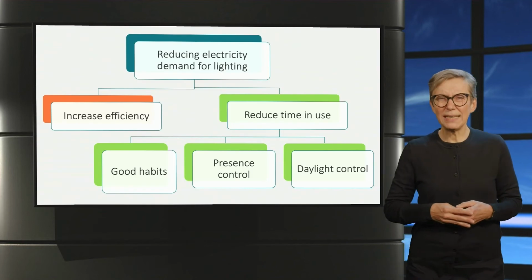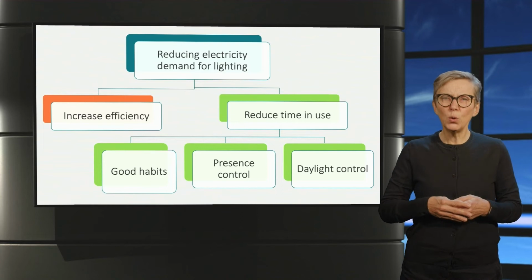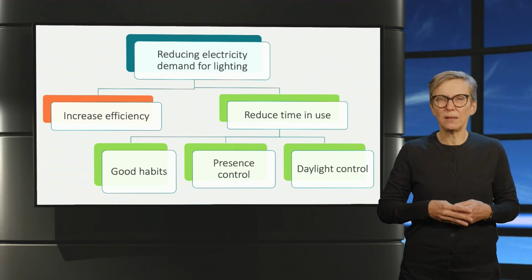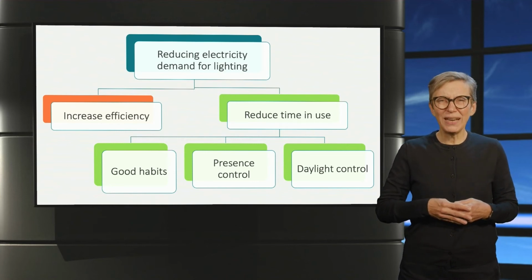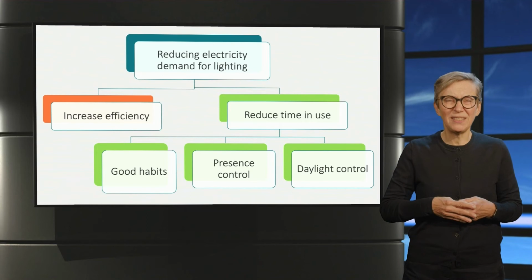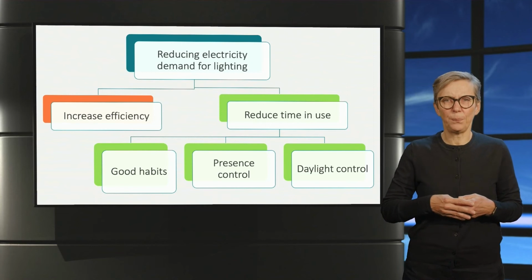So far, we investigated the technical efficiency potential to reduce electricity consumption for lighting. What about the potential to reduce time in use, like good habits, presence and daylight control? Start with the first one. Good habits include that you turn off the lights when you are leaving a room or don't use more lights than needed. What we know from research is that efficiency improvements in lighting are partly offset by the fact that people tend to use more light or don't turn it off when they know they are using efficient technologies. This is not typical for lighting, but is also observed with other technologies.